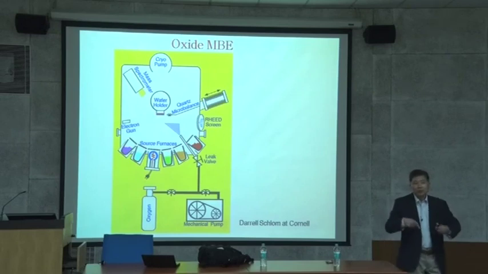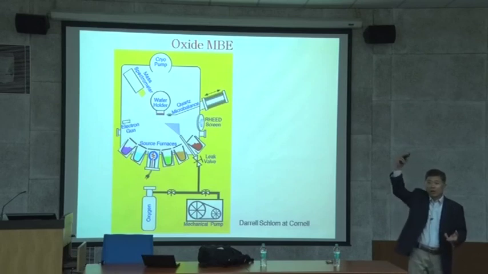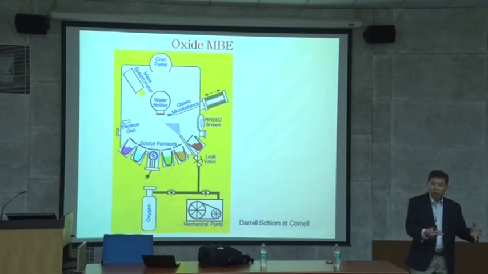And another way people overcome this issue is using an ozone source, O3. Okay, you know ozone. Ozone is very reactive, but also very dangerous too. I think ozone can be generated easily by UV, and that's why if you go to high altitude, you get an ozone layer. But you can create ozone in the ozone source, and then you can purify the ozone.